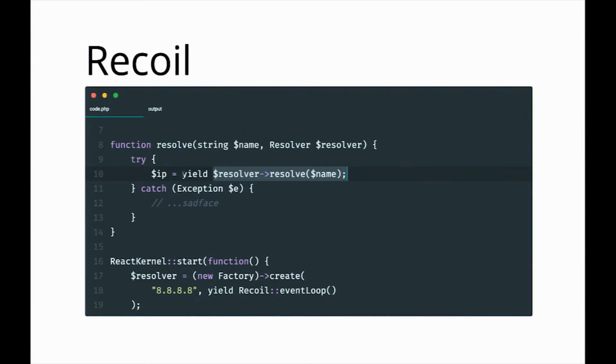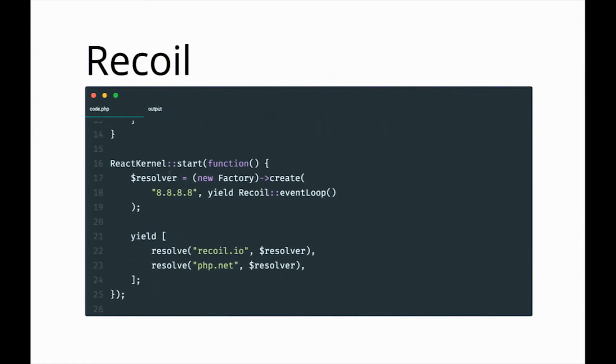But using this Recoil abstraction, we can now yield that promise. And so IP will only get assigned the value when the promise resolves asynchronously, as it happens in parallel to the other work that's going on in the server. We create an instance of the React PHP DNS resolver and give it the Recoil event loop wrapper. And then we can just yield stuff. And hey, it works asynchronously. It doesn't look very different from normal synchronous code. But because we're using yield and generators, we can do that.